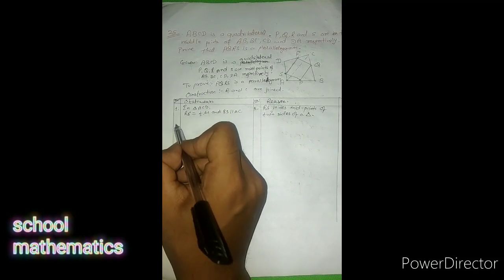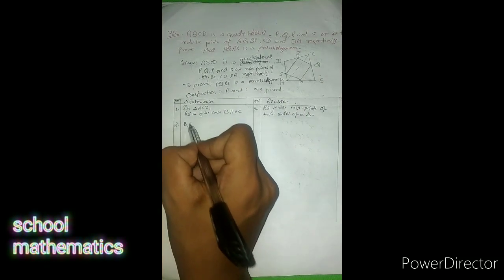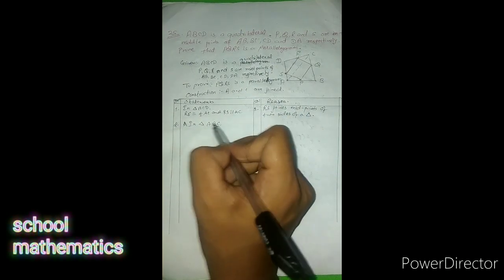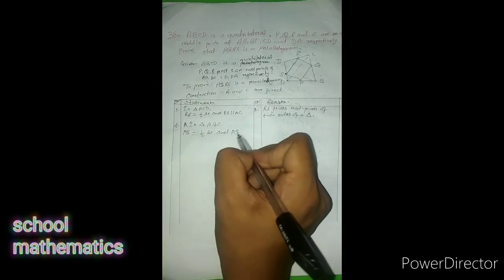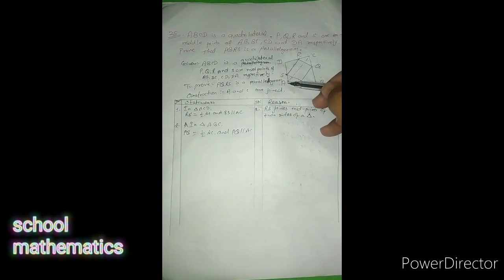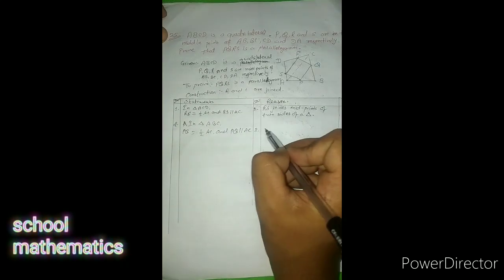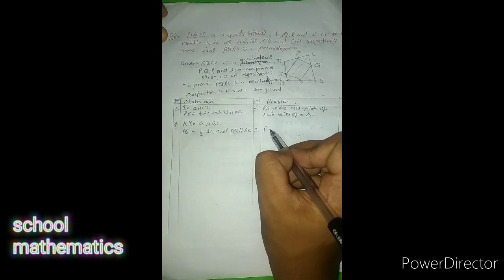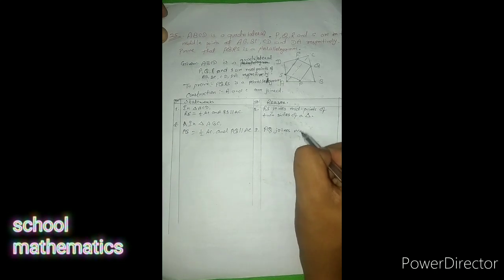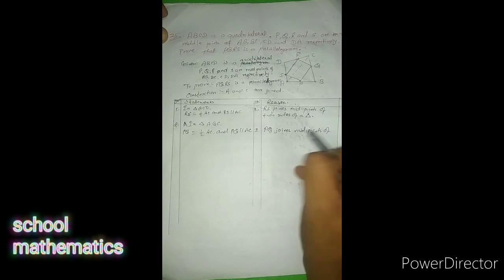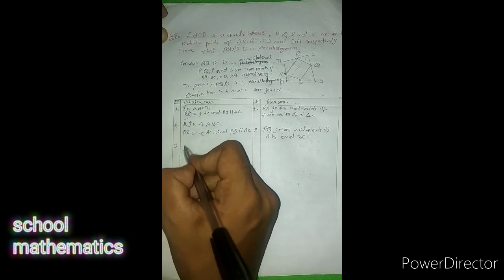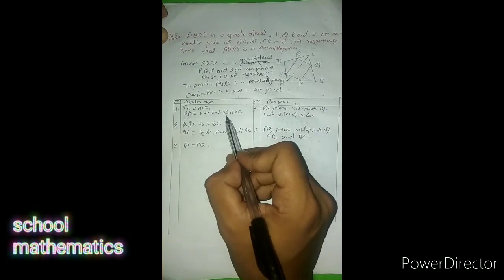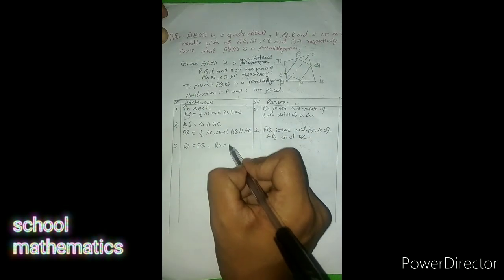Similarly, in triangle ABC, PQ is half of AC and PQ is parallel to AC. Here also the same, PQ joins the midpoints of AB and BC. Now this RS is half of AC, PQ is also half of AC, that is why RS and PQ are equal. Both are parallel to AC, so RS and PQ are parallel.